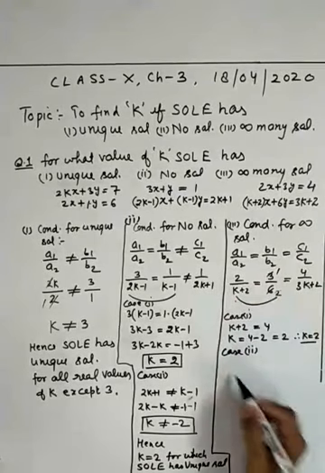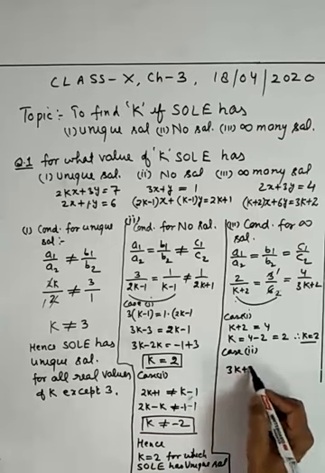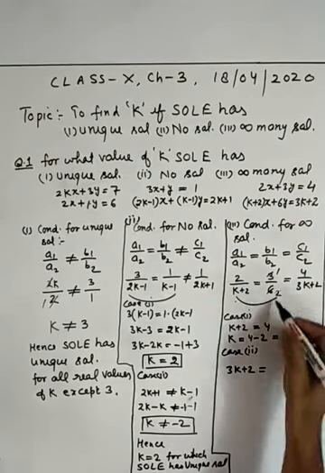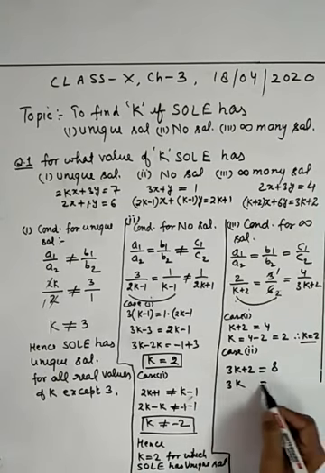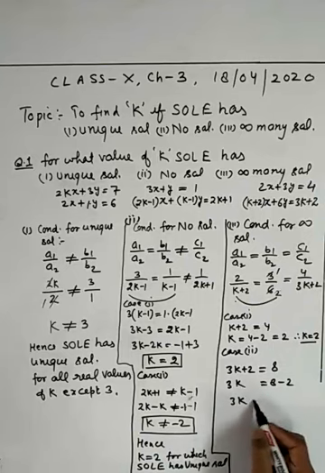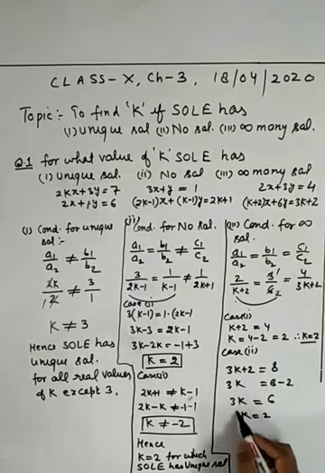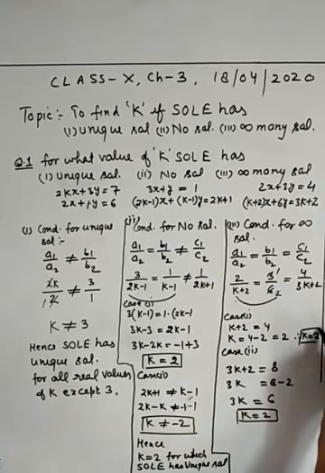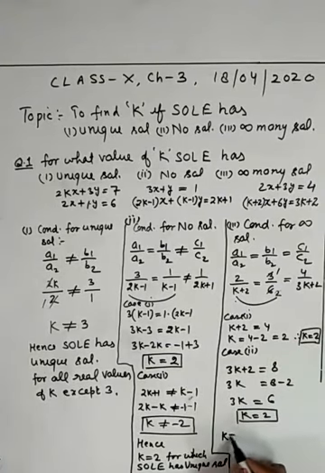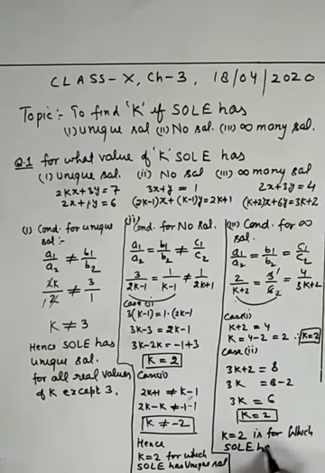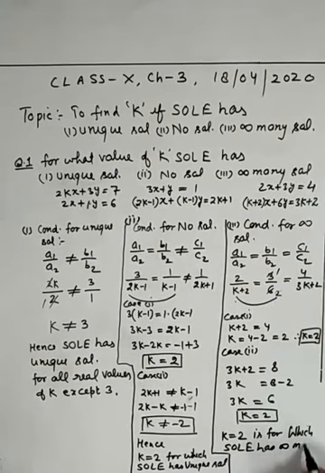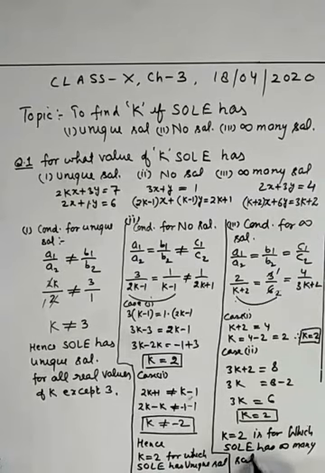Now on cross multiplying, 3k plus 2 into 1 is 3k plus 2. 2 into 4 is 8. 3k equal to 8 minus 2. 3k equal to 6, so k equal to 2. In both cases we find the value of k equal to 2. So k equal to 2 is the value for which the system of linear equations has infinitely many solutions.